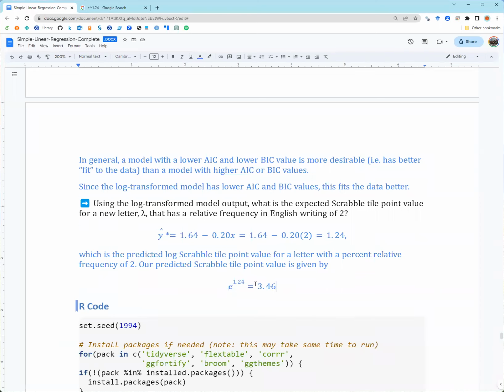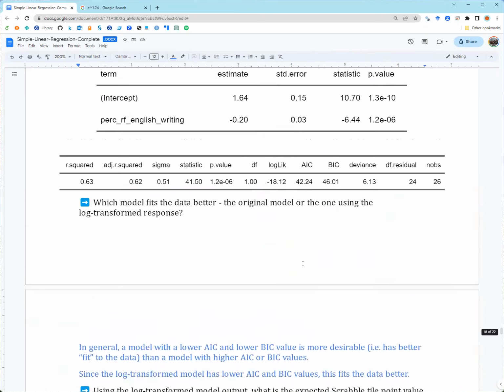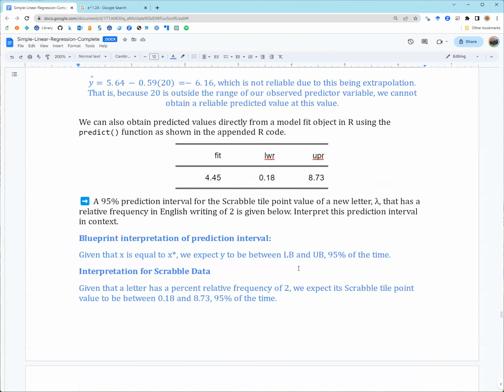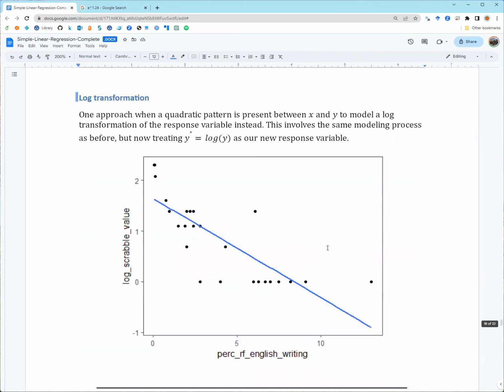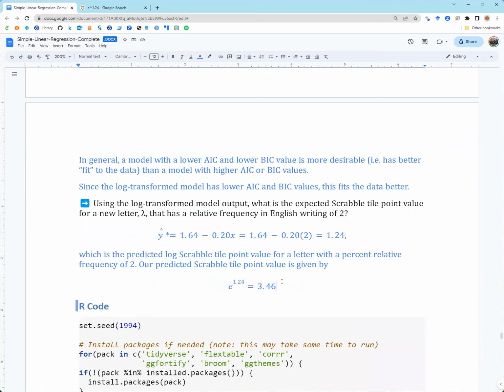So that's our predicted Scrabble tile point value. If we compare that to our original model that was not log transformed, remember we got about 4.46. So kind of similar, but it's different. And so this is where we would rely on the log transformed model for our predicted value, maybe because it has BIC values that were lower and AIC values that were lower.